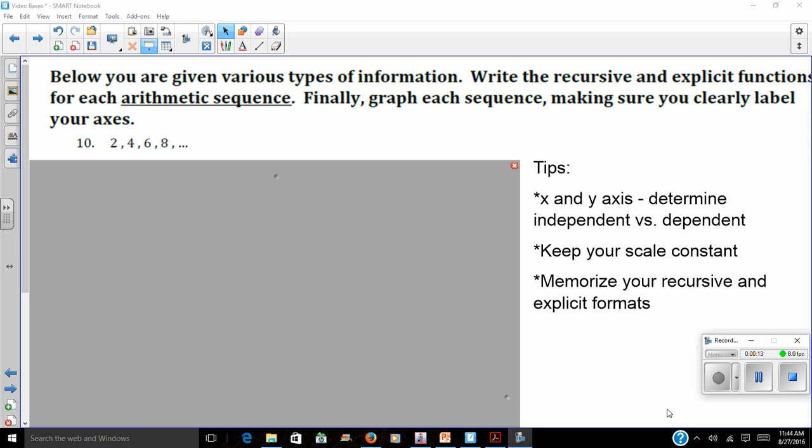We are working currently on the Go section of our homework, and here are our instructions. Below you are given various types of information. Write the recursive and explicit functions for each arithmetic sequence. Finally, graph each sequence, making sure you clearly label your axes. And once again, let's go over a couple of tips here.